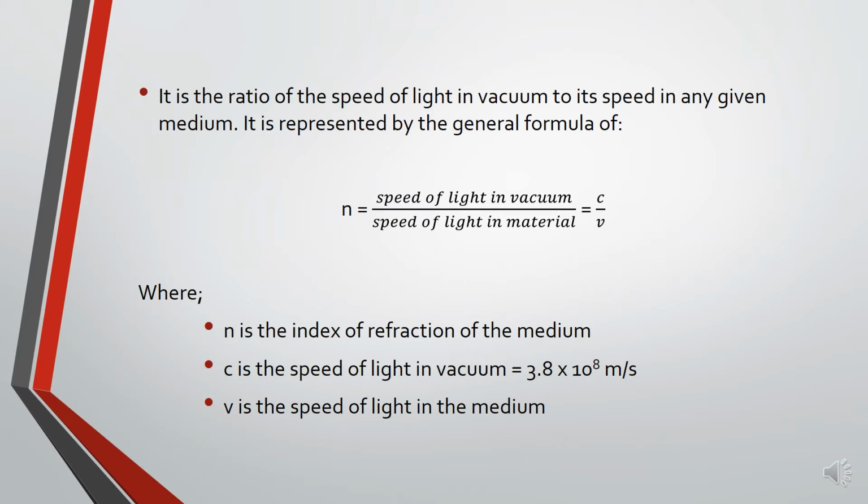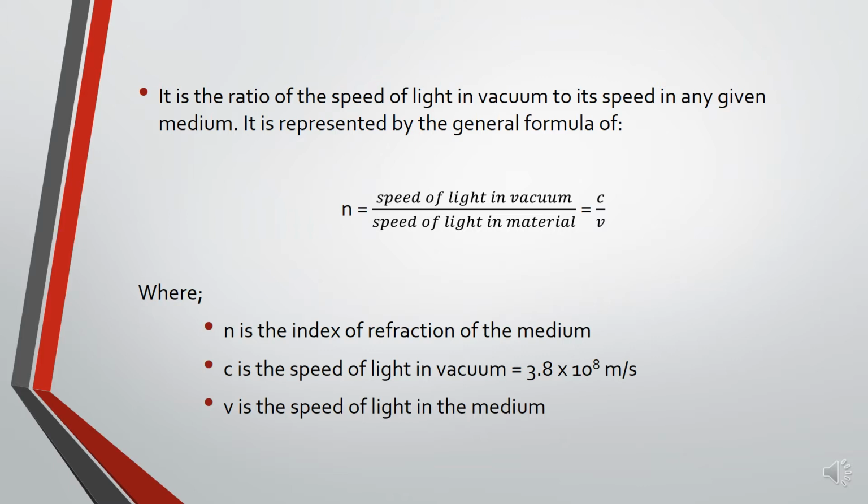Here, it is said that it is the ratio of the speed of light in vacuum to its speed in any given medium. It is represented by the general formula. So we have here N is equal to the speed of light in vacuum, or it is represented as C, over the speed of light in material. So the N here, yan yung magsisilbing index of refraction of the medium, wherein meron tayong iba't ibang values of index of refraction para sa mga iba't ibang medium.